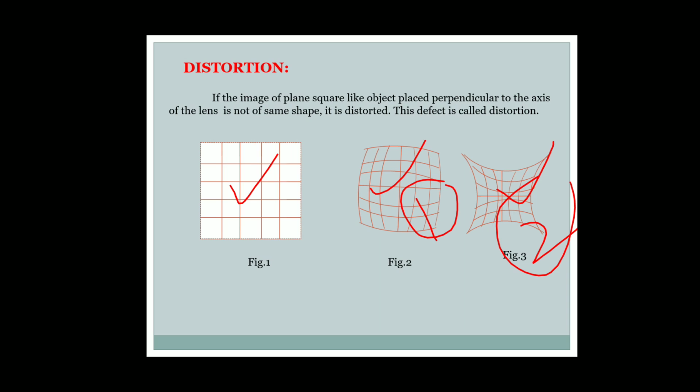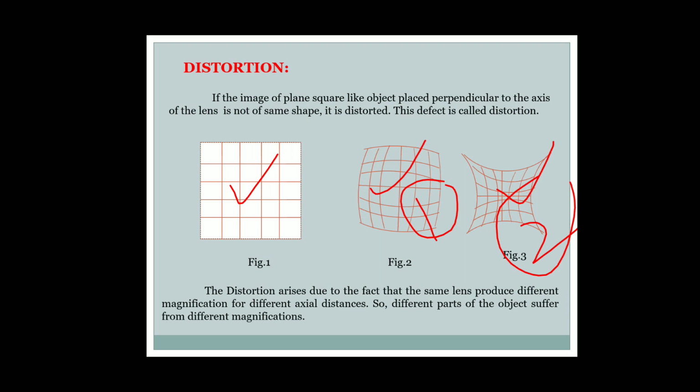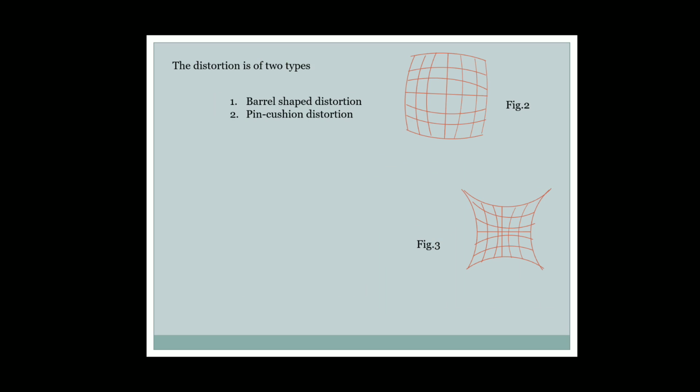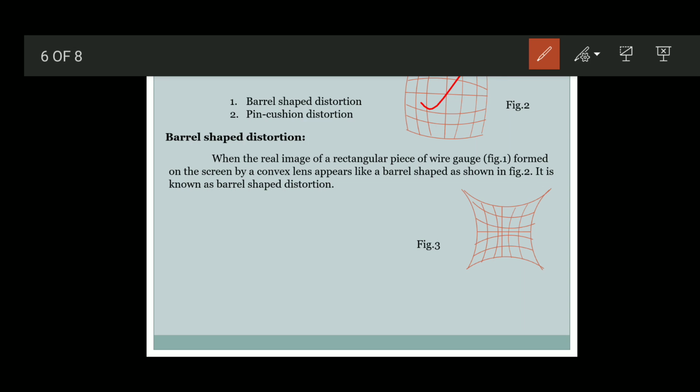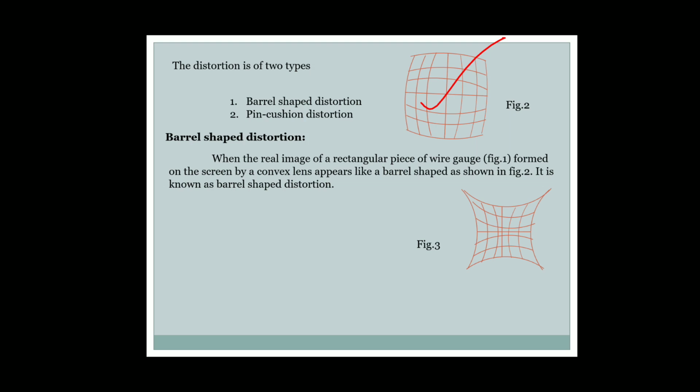The distortion is of two types, depending on the formation of the images. One is barrel shaped distortion and the second is pin cushion distortion. What is barrel shaped distortion? If a square object or rectangular shape object or wire gauze is placed in front of the lens, the image formed by the lens is just like a barrel shape, as shown in figure 2. This kind of defect is called barrel shaped distortion.